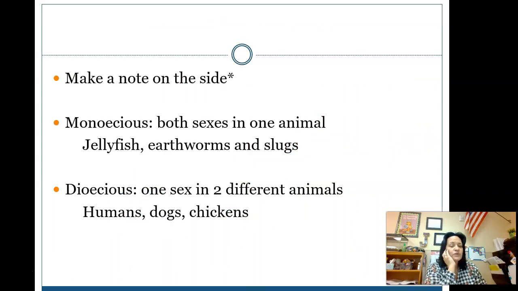Real quick, on a side note, when it comes to reproduction, there's monoecious and dioecious. The word monoecious means you have both sexes in one animal. So one animal can produce both the sperm and the egg. Jellyfish, earthworms, and slugs are some examples. Whereas dioecious, you have two separate sexes. So you have males and then females. That would be humans, dogs, and chickens as an example there. So just remember, mono is one animal with both, and dio is two different animals, one sex in each.